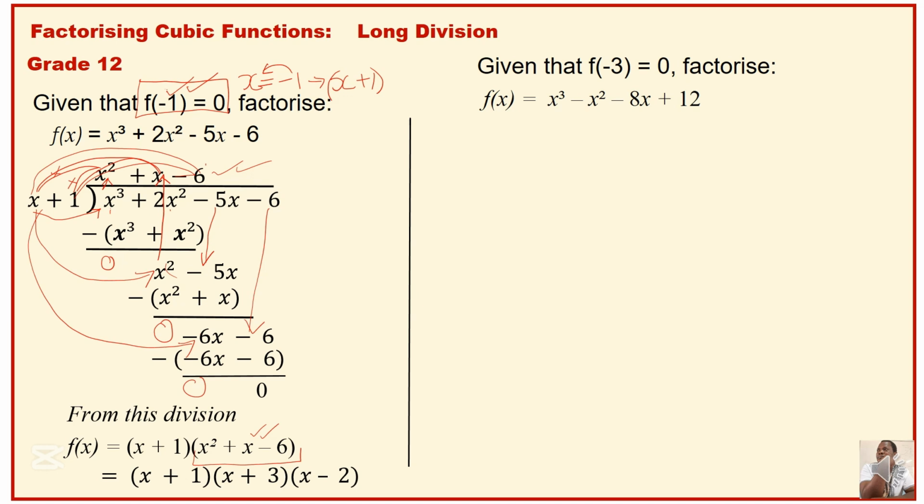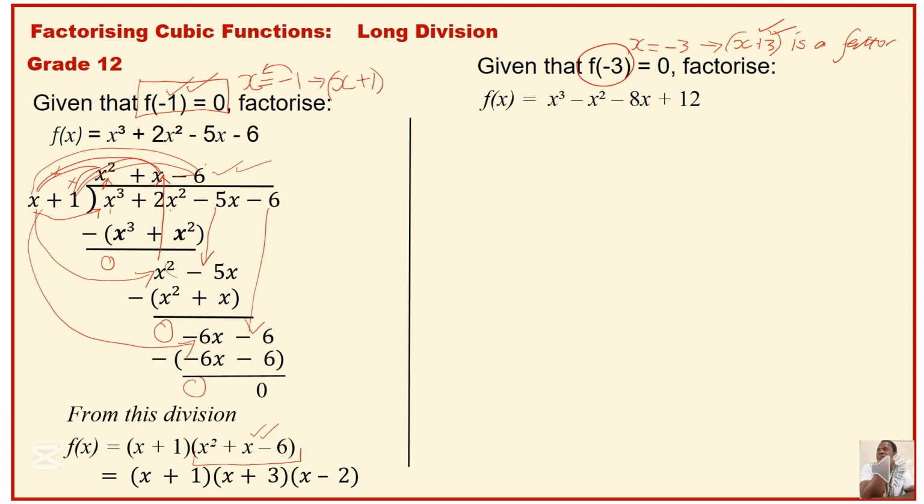Alright, let's have another example just to repeat the same process and emphasize it. We need to have an understanding that this one here means x is equal to negative 3. And if x is equal to negative 3, we can say that x plus 3 is a factor of this expression. X plus 3 is a factor. So keep that in mind. It means after factorization, this is one of the brackets that we must have.